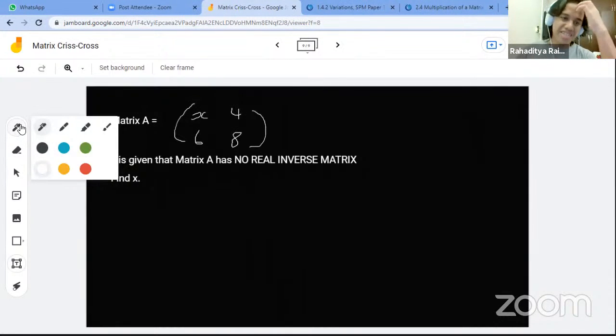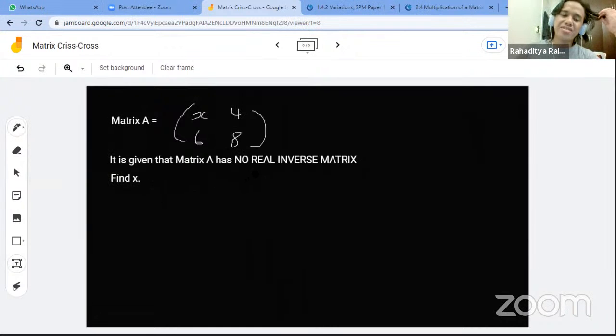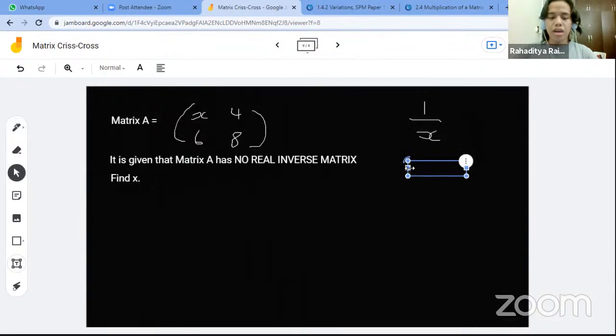Honestly, I just tried to do it for some time and I got stuck. So this is how you find it. So let's say, when it has no real inverse matrix. Now, let me ask you something. Okay, 1 over x. At what value of x does 1 over x become not real? Does anyone know the answer to this question?